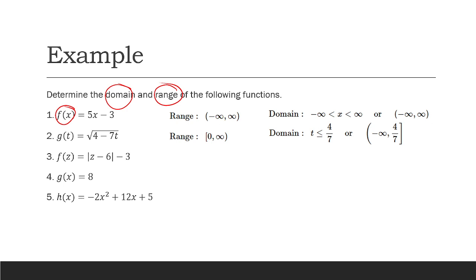Next, we have number 3, that is f of z is equal to absolute value of z minus 6, minus 3. Now for this one, ito ang ibig sabihin nito is absolute value. No? So sabi ko kanina kailangan ma-review natin yung mga past mathematics natin. So meaning na absolute value, any number or kahit ano yung term mo dito, if we evaluate this, magiging positive siya. So tatanggalin natin yung sign niya.